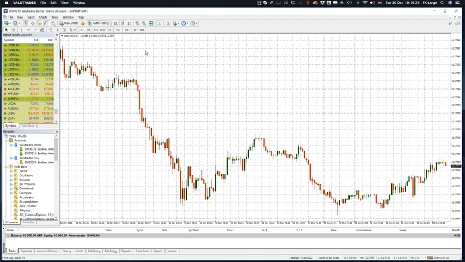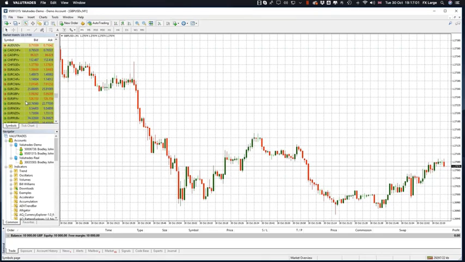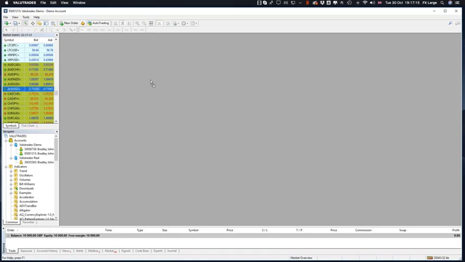So what we can do now is set up a variety of different times on the same instrument. So we're looking at cable, pound dollar. So let's put some more of these on the chart. We'll just scroll up through our market watch and find it. Of course, it would be good if I could find it. Tell you what, let's try Aussie dollar.